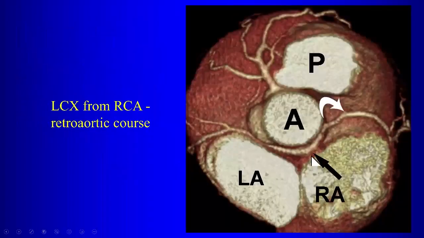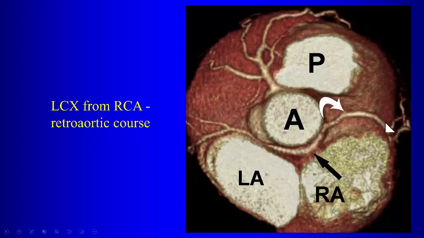Okay, and then here's a volume rendered view looking from the top. So that's why the right is here and the left is here. So looking from the top down, we can see the circumflex coming off the right, going behind the aorta, and then winding up in the atrioventricular groove. If you get confused in trying to decide what vessel you're looking at, look at where the vessel winds up. Okay, so this vessel that winds up here in the anterior interventricular groove has to be the LAD.